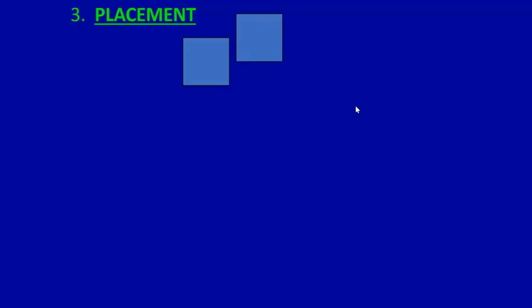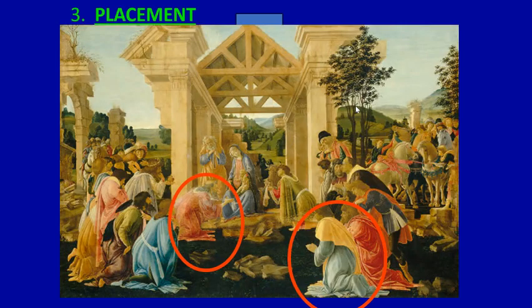Placement is another way that things can look close or far away. Things that are lower in the picture plane are closer to us than things higher up in the picture plane. So if we compare these 2 people right here, the guy with the yellow and blue is closer to us than the guy in the red because he is lower in the picture plane.